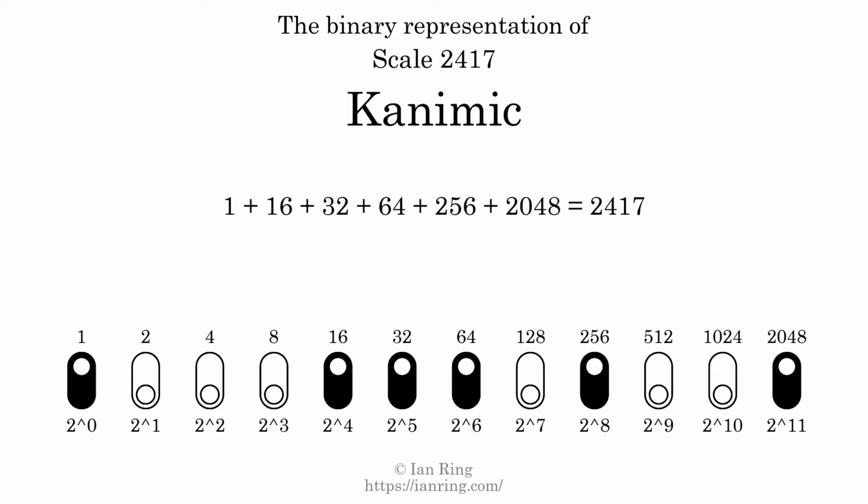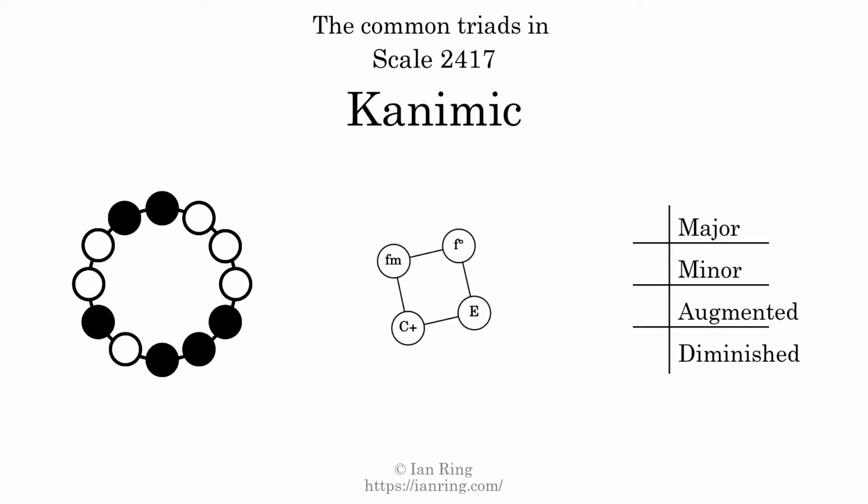2417. The scale number not only enumerates the scale with a unique index, but it also literally describes the tonal content of the scale. Represented as a binary number in base 2, the scale number is 1001011110001. Here are the common triads present in this scale.